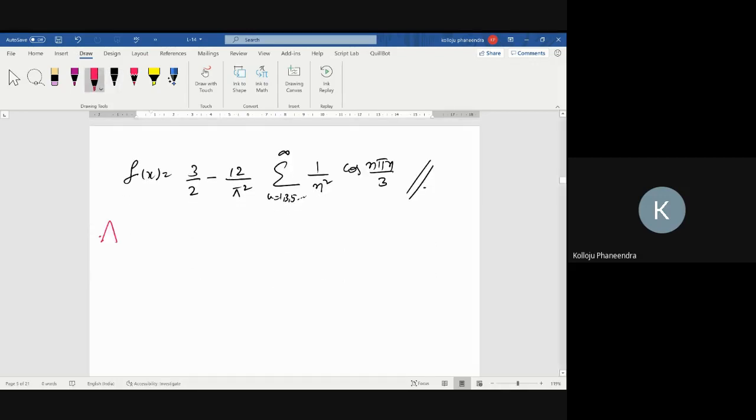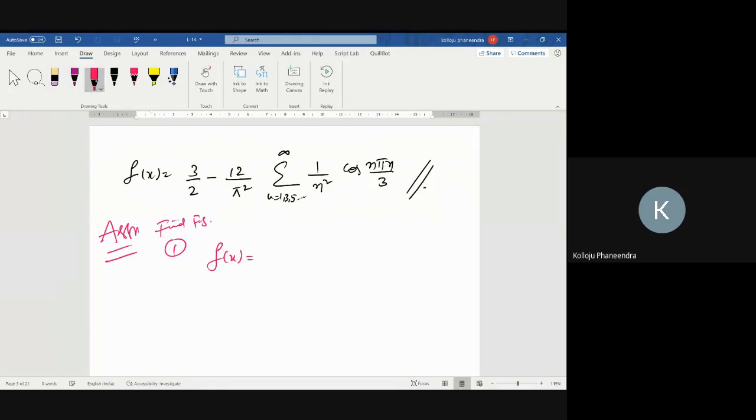You take some assignment problems. First one, the question is the same: find the Fourier series of f of x equal to pi x in the interval 0 to 1. That means no need. Instead of this, you take this problem. Why should I confuse you?